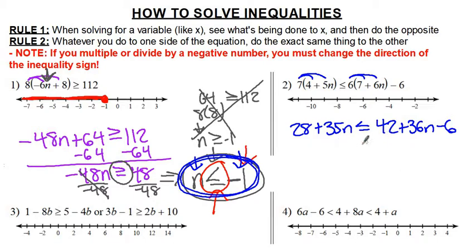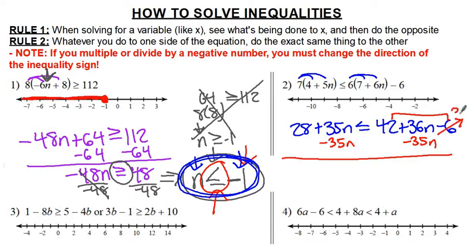So let's start moving things around. Let's move all the n's to the other side. We'll subtract the 35n. And then let's move the number. So 42 minus 6, that just equals 36. So we'll get rid of that. So we have a positive 36 right there, but I want to move that. So we'll subtract the 36, and then we'll subtract it over here as well.